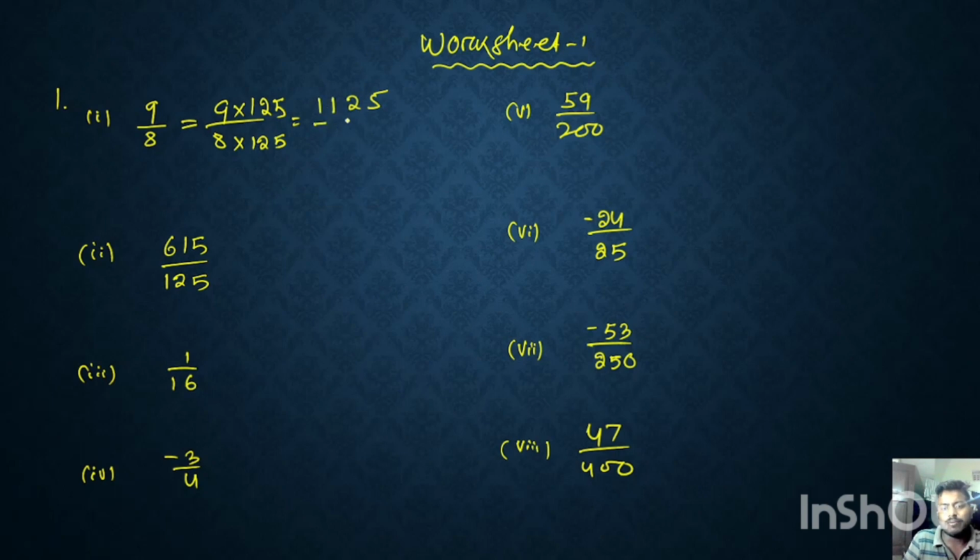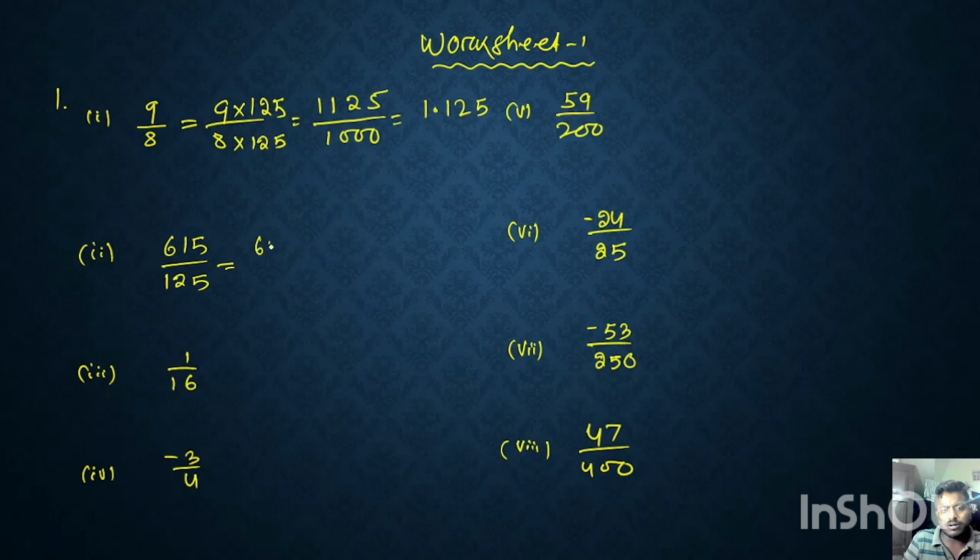Okay, means 1125 divided by 1000. Now converted. So after 3 decimal, after 3 digits I put the decimal, that is 1, after 1, so write 1.125. Okay. Now question number 2I, 625 divided by 125.